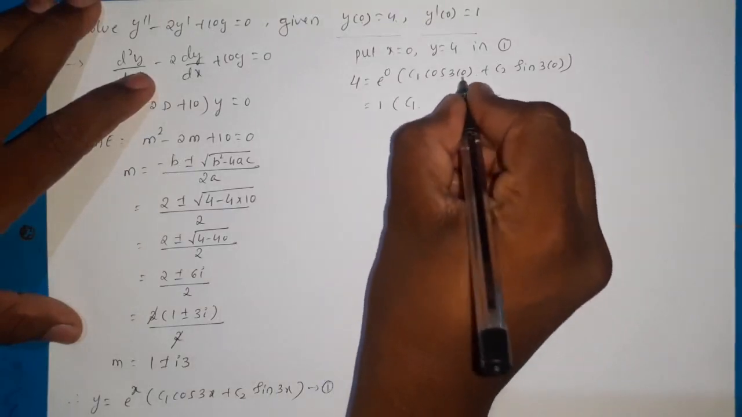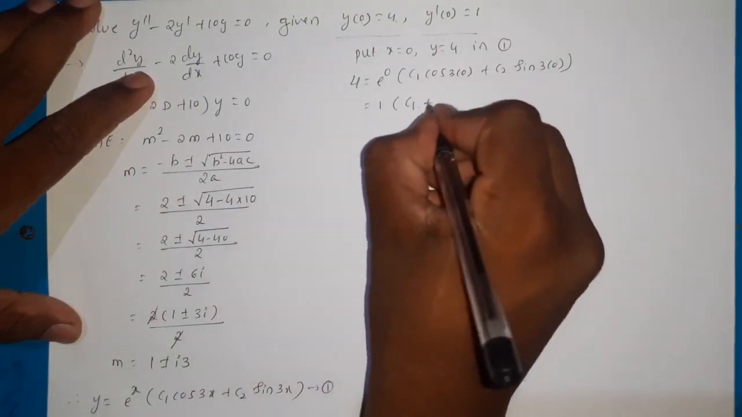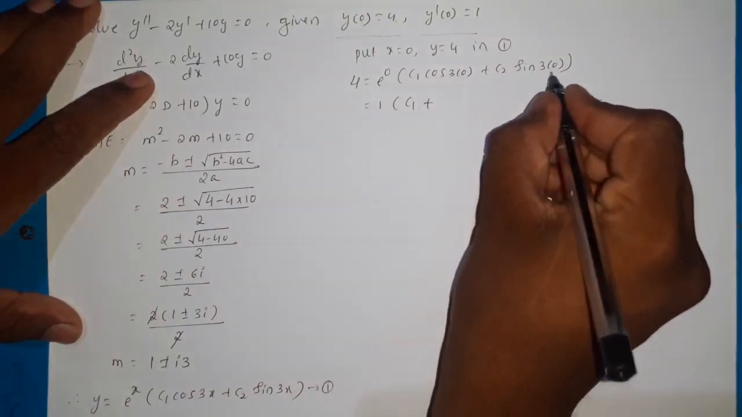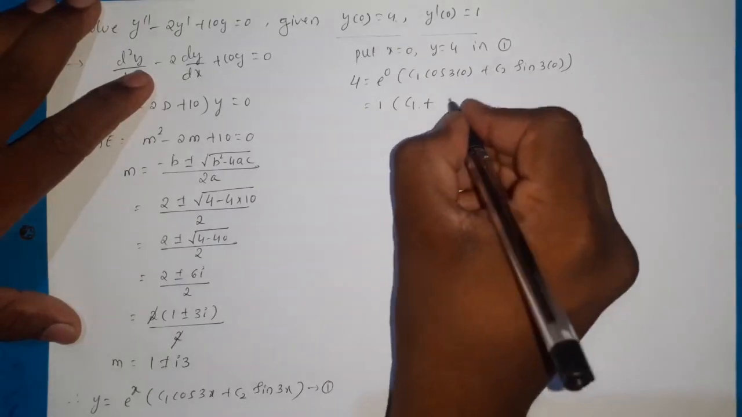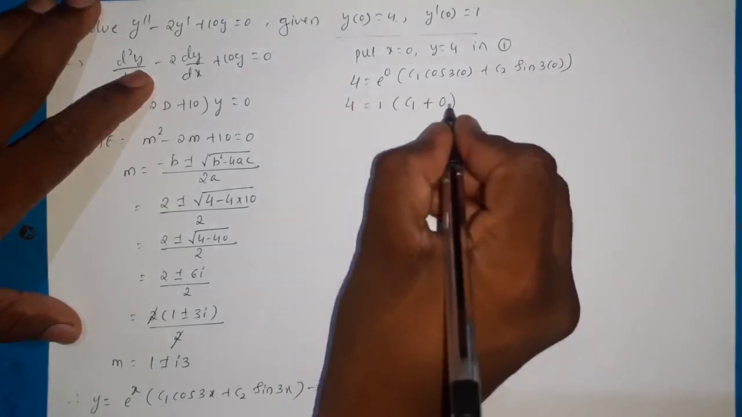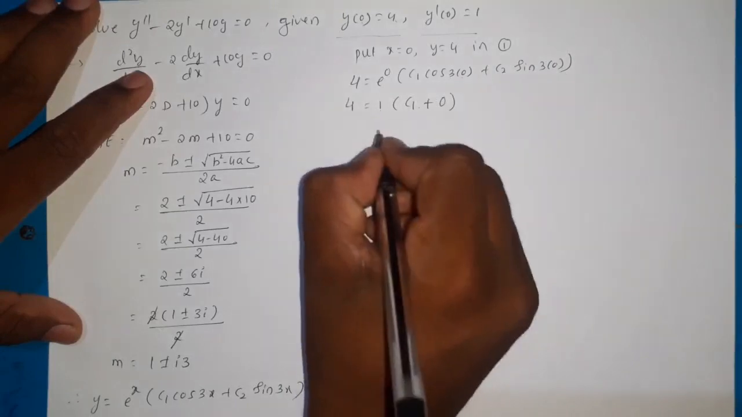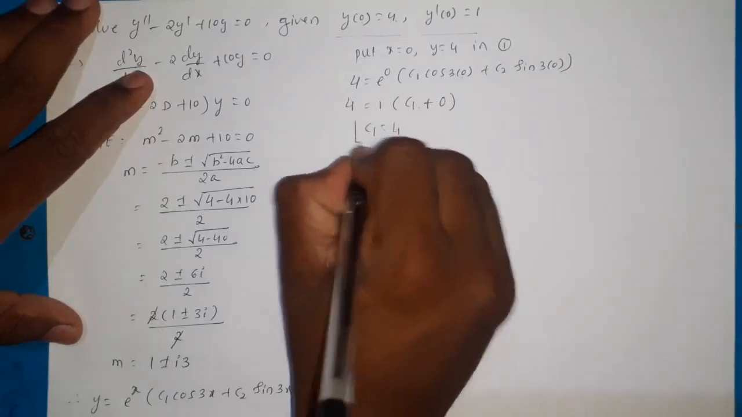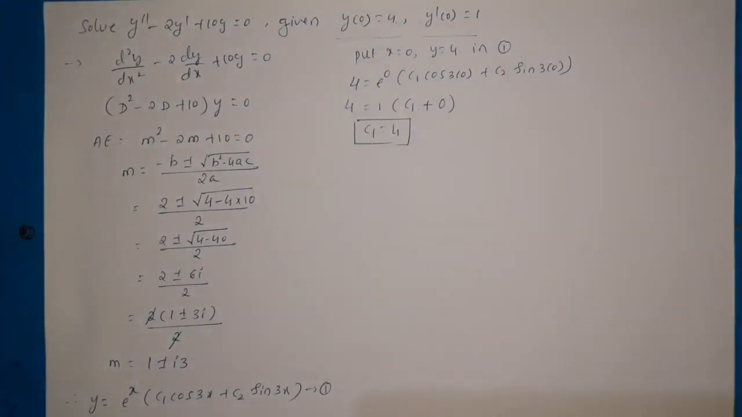So now 3 into 0 becomes 0, then cos 0 is 1 plus c2 sin 3 into 0, that is also 0, then sin 0 is 0. Here it is 4. So now c1 plus 0 means c1, and c1 into 1 is c1, and here it is 4. It implies that c1 is equal to 4, means the value of the first arbitrary constant is equal to 4.